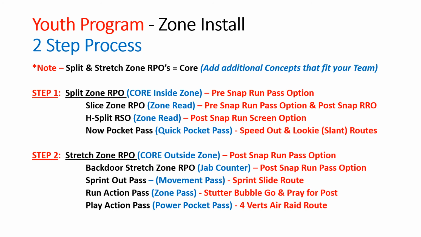Last is classic play action pass, four verts off the air raid concept, where we're just going to go ahead and fake that back right up in the middle. Power pocket pass, we call this, and then four verticals to attack three deep defenders. You'll have them outnumbered, and there's a big reason we like to have that as a core concept as you build your offense.